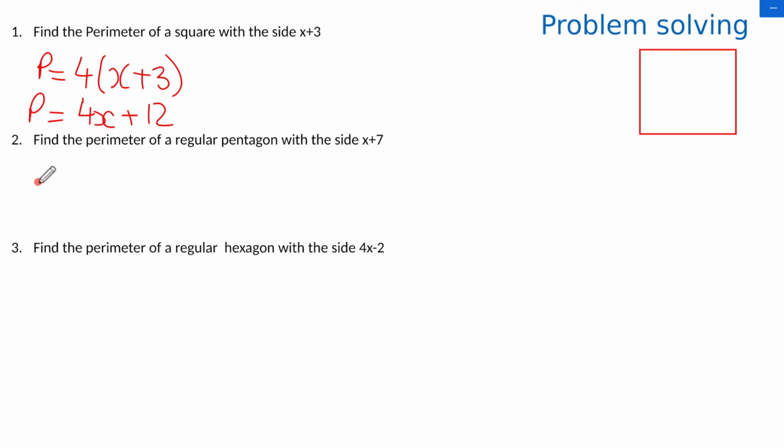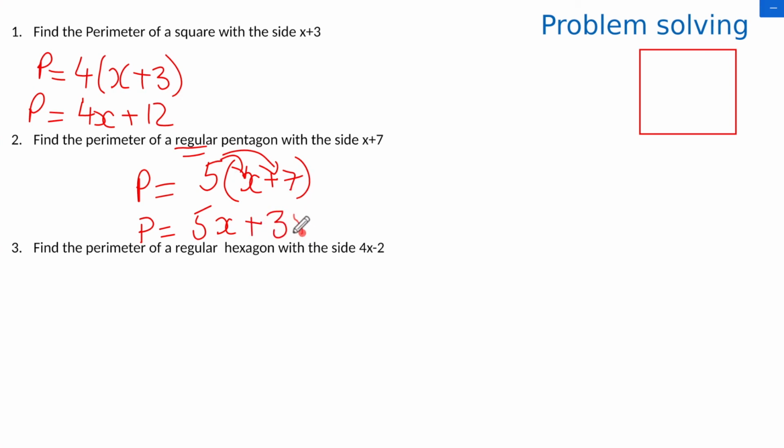Find the perimeter of a regular pentagon with the side x plus 7. Now, as you know, a pentagon, if you don't know, you should know, a pentagon is a polygon that has 5 sides. And if it says it's regular, it means that each one of the sides is equal. So we can times the length of one side with 5. Okay, so the perimeter in this case equals 5 times x plus 5 times 7, which is 5x plus 35. And the unit for perimeter is either centimeter or meter.